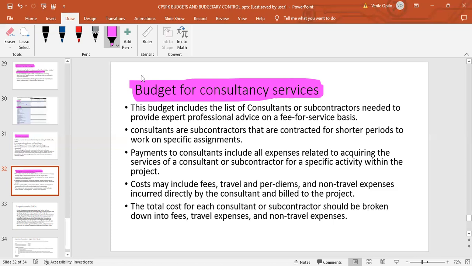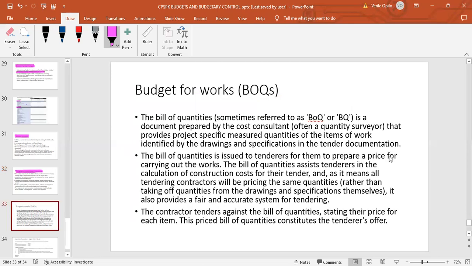So you'll find that these consultancy services, you're likely to find them especially when you have contracts with your suppliers, when you have contracts and tenders that you're providing, and now you need consultants, maybe an architect here, an engineer there that is coming once in a while, then you are going to prepare a budget for the consultancy services.